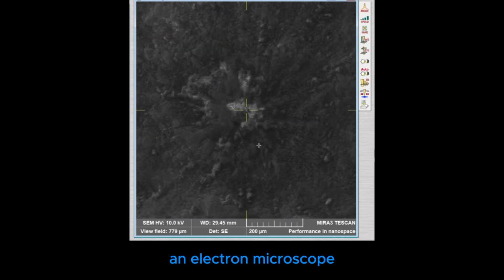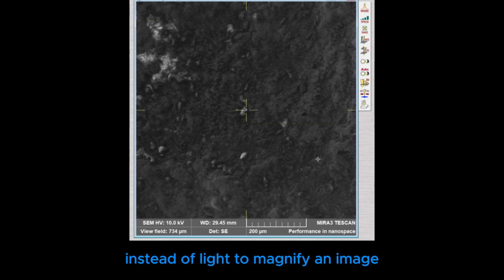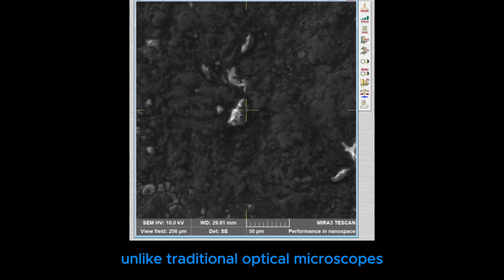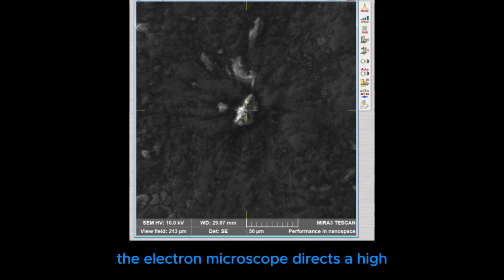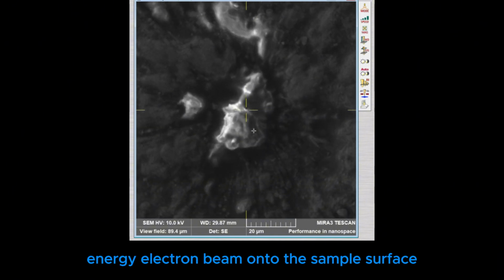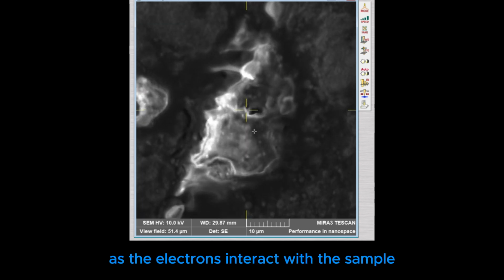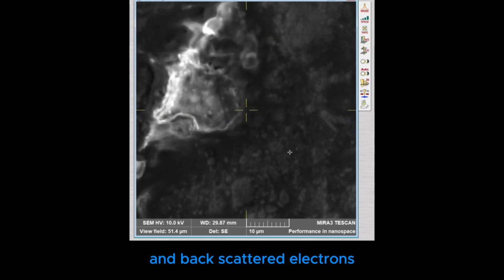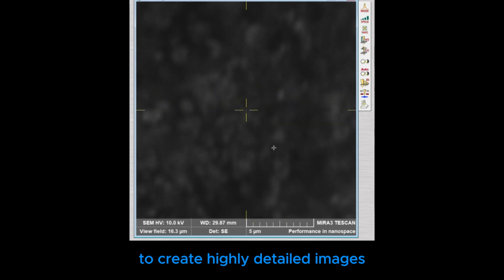An electron microscope operates by using a focused beam of electrons instead of light to magnify and image a sample. Unlike traditional optical microscopes, which rely on visible light and lenses, the electron microscope directs a high-energy electron beam onto the sample surface. As the electrons interact with the sample, they generate signals such as secondary electrons and backscattered electrons, which are captured by detectors to create highly detailed images.